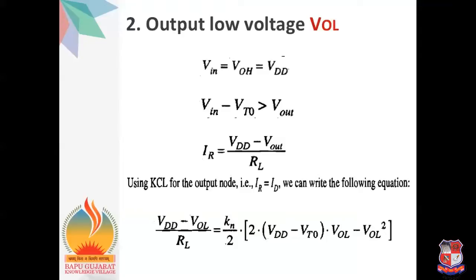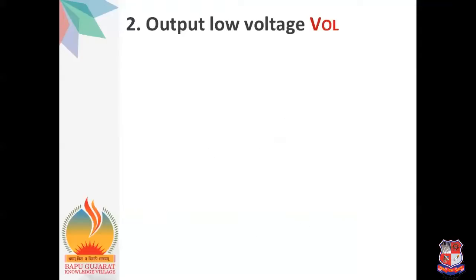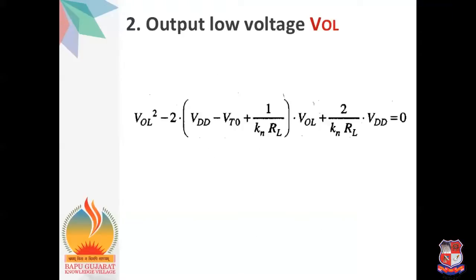So we equate that (VDD - VOL)/RL is equal to Kn/2 [2(VDD - VTO)VOL - VOL²]. Now we simplify this to find out the VOL. So we consider VOL² - 2(VDD - VTO + 1/(KnRL))VOL + 2VDD/(KnRL) = 0. So this is in terms of a polynomial. So we find out the two roots for this equation.